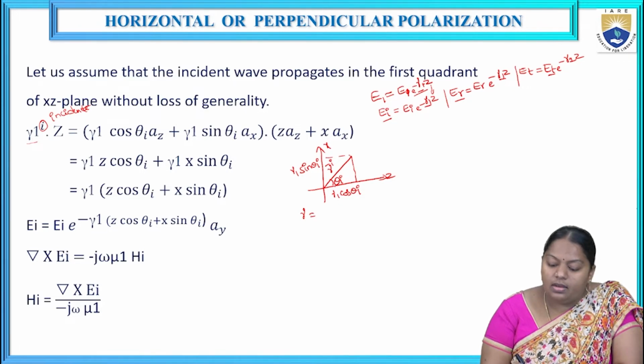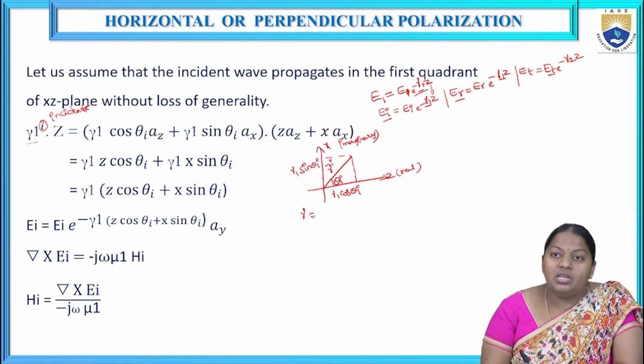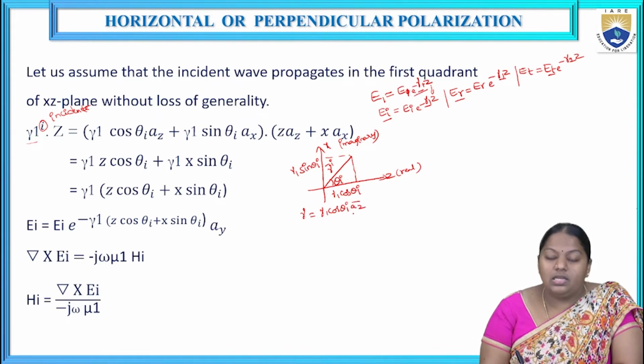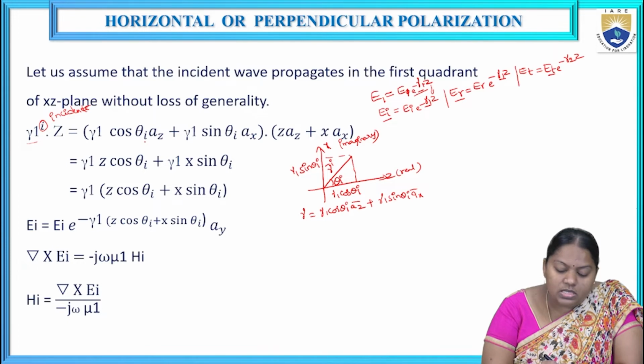Okay. Now, from this propagation vector, first we are going to write the equation for gamma. We always consider the real terms with respect to the z direction and the imaginaries with respect to the vertical direction, as this is the real axis and this is the imaginary axis. Based upon this, gamma can be written as gamma 1 cos theta I in the z direction, hence gamma 1 cos theta I az, plus gamma 1 sin theta I in the x direction, hence ax.